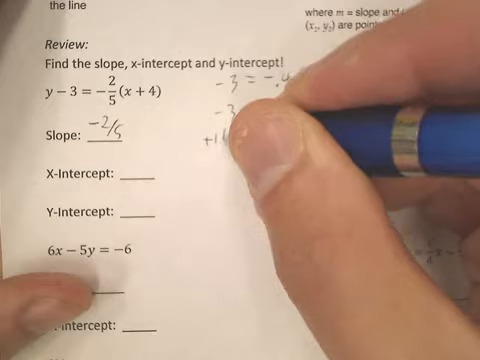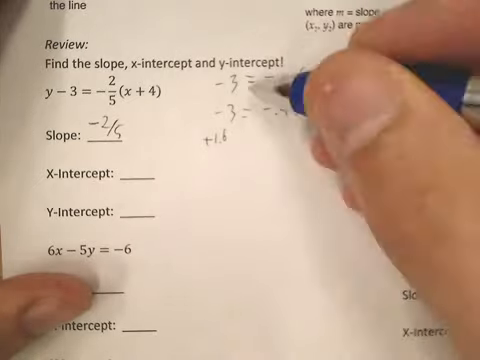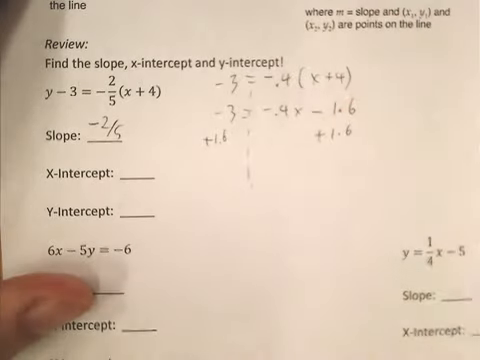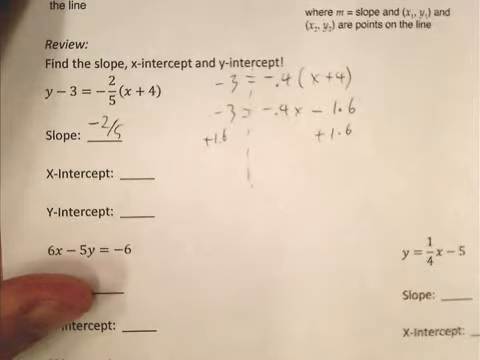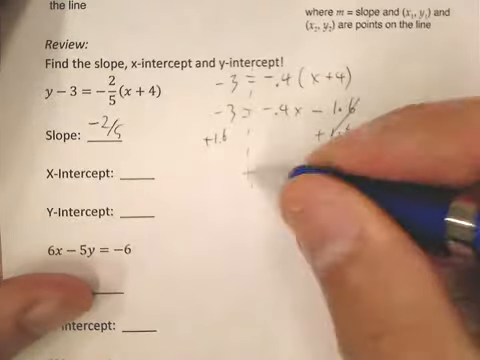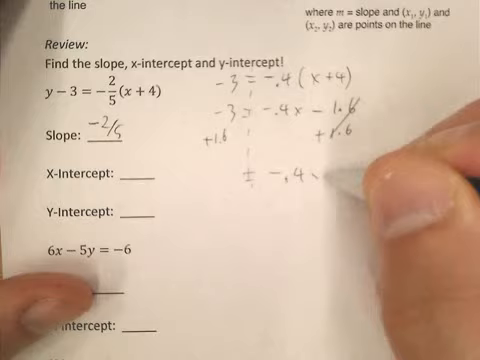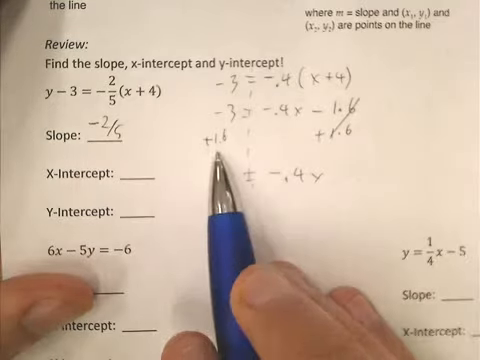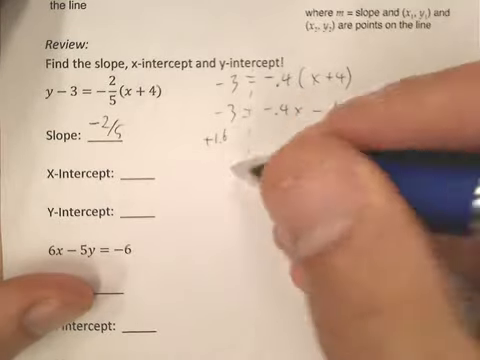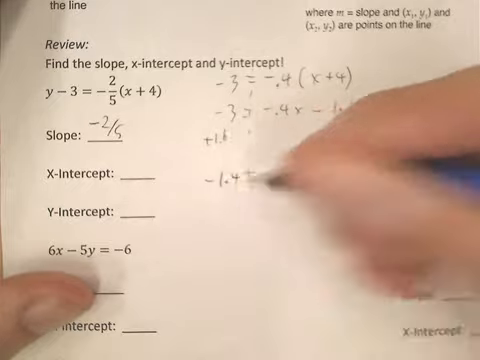And be sure you add it all the way over there. Don't add it to that -4x. It's got to be on both sides of the equal sign. So add it to the other side. Okay, so what do we have? -0.4x. Over here I have -3 plus 1.6. If you type that in, you get -1.4.